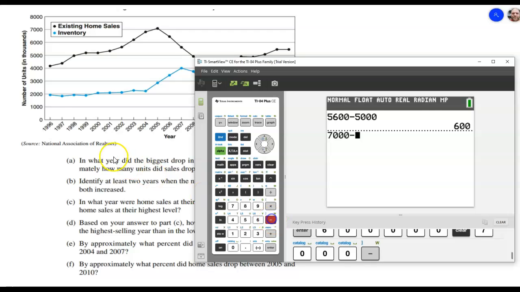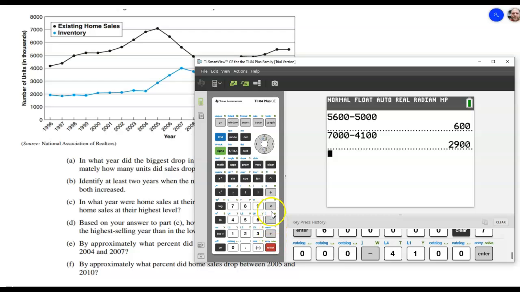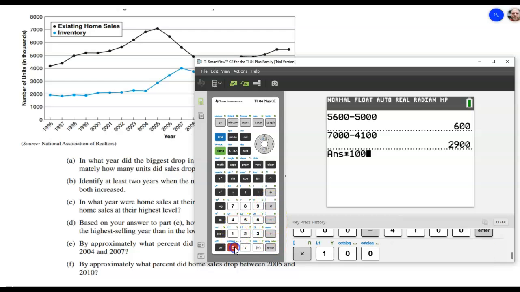Now minus the lowest was right around, I would say 4,100, just above 4,000. And then multiply that by 1,000, or add 3 zeros. And I get about 290,000, but the book has something different. So let me see what I did.